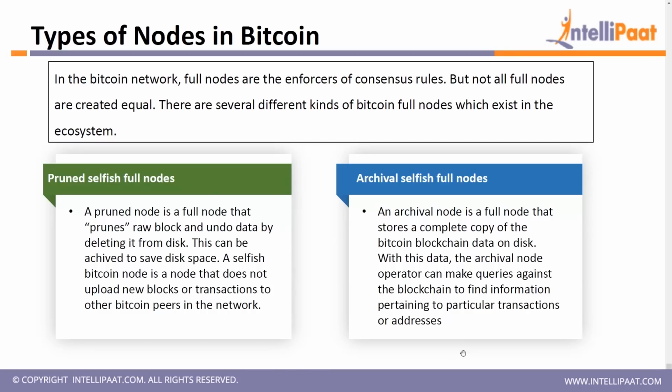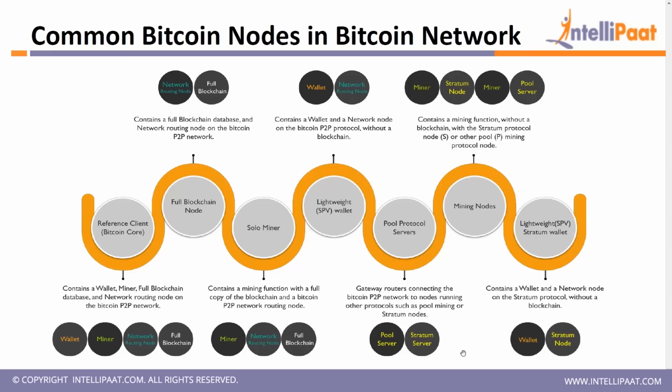A selfish Bitcoin node is a node that does not upload new blocks or transactions to the other Bitcoin peers in the network. Archival, selfish full nodes. An archival node is a full node that stores a complete copy of the Bitcoin blockchain data on the disk. Within this data, the archival node operator can make queries against the blockchain to find information pertaining to the particular transaction or addresses. Common Bitcoin nodes in the Bitcoin network.